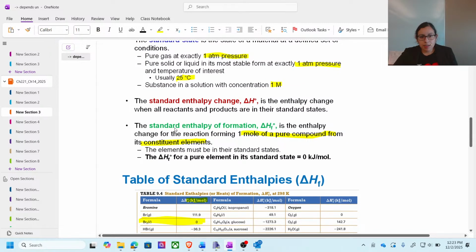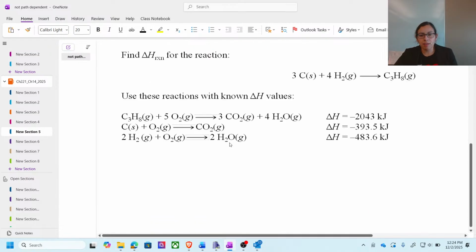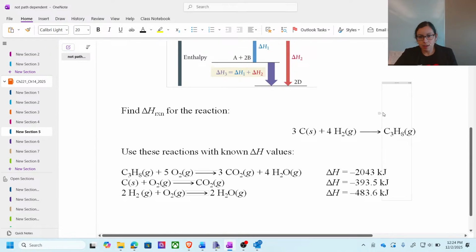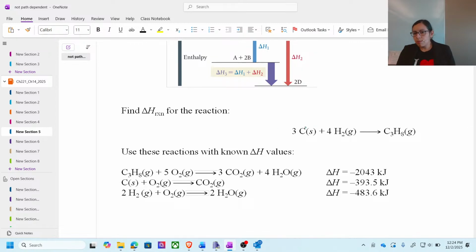So again, it says the standard enthalpy of formation is the enthalpy change for 1 mole of pure compound from its constituent elements. So that's what we're calculating or attempting to calculate here. We want to know what's our heat of formation for propane from our constituent elements. Sometimes this doesn't make sense, and I don't think that you could physically do this necessarily. This is just the mathematical part: if we take carbon and hydrogen and make propane, we can't get there directly, so that's kind of the problem.